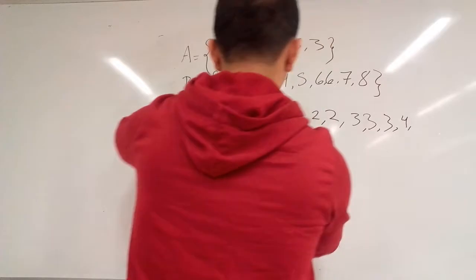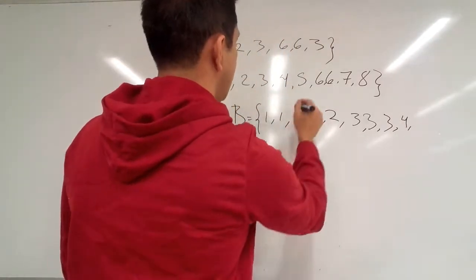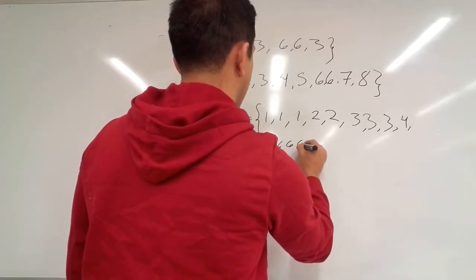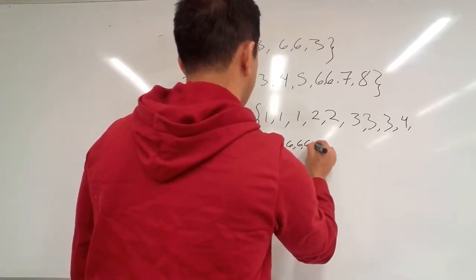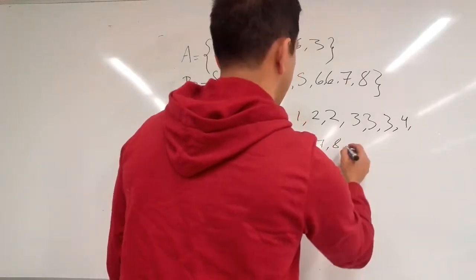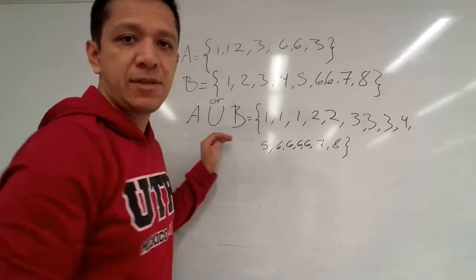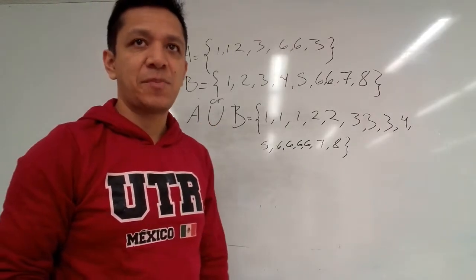And 5, I'm going to put here. 5, just 1 time. 6, 4 times. And 7, and the number 8. And this is the end of these simple arithmetical operations.